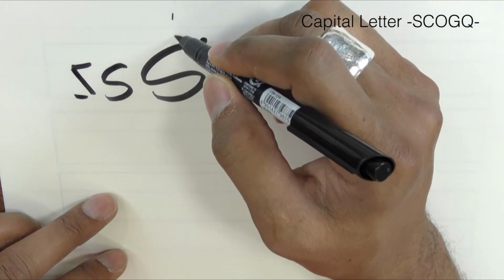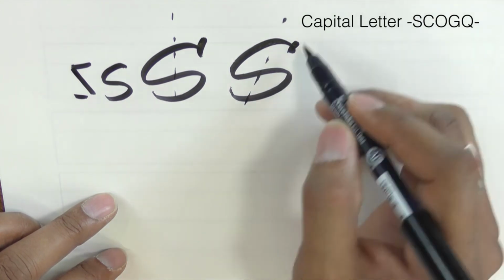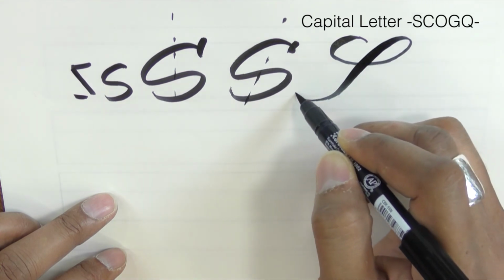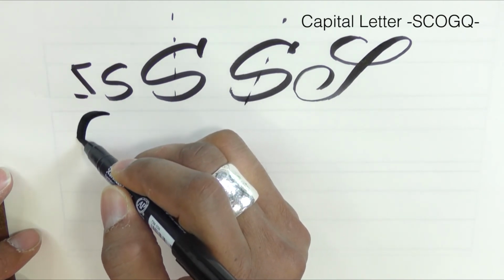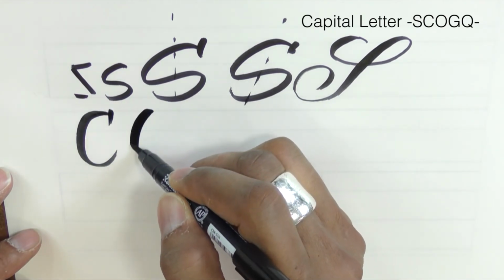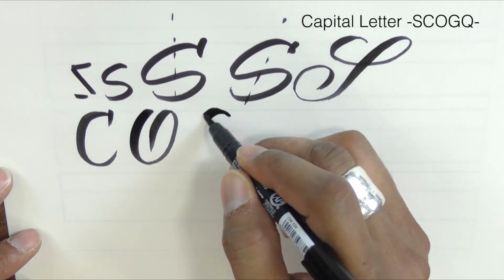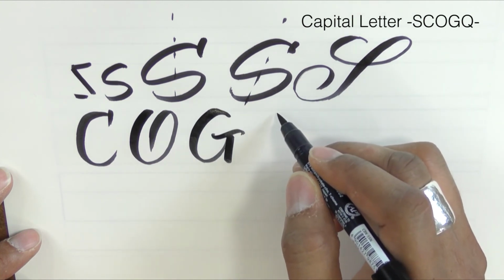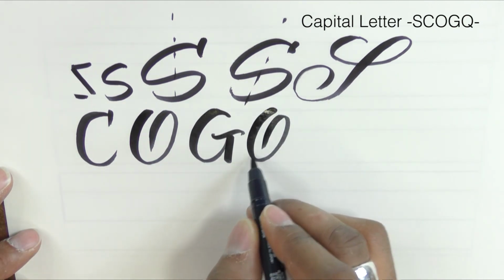Notice I've changed the axis from a vertical axis to a slanted axis. You can also use the copperplate form of this letter, which is not that easy to write. Next, we look at the C, the O, and the G. So notice I'm using a combination of finger and wrist movement. Sorry, the C, the O, the G, and the Q.